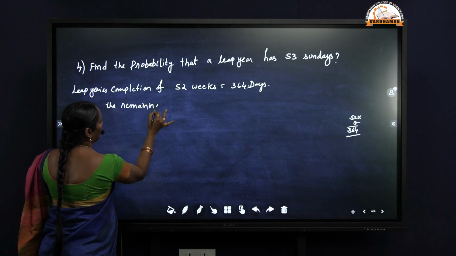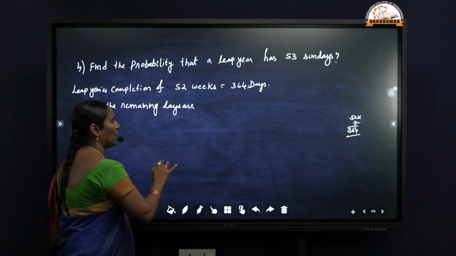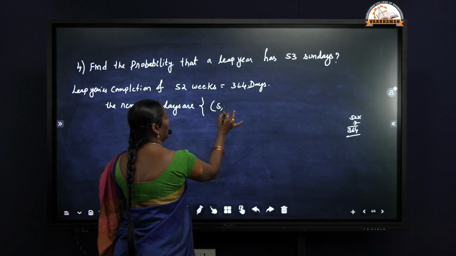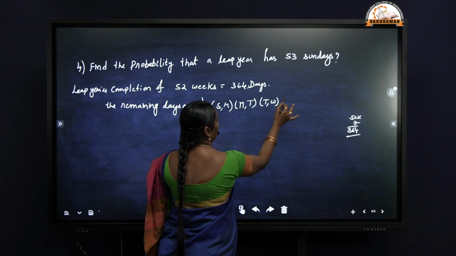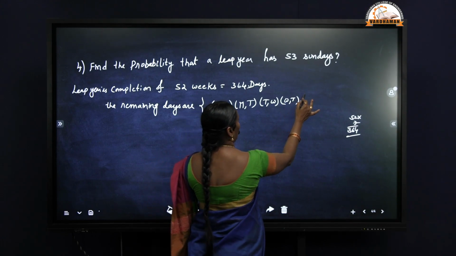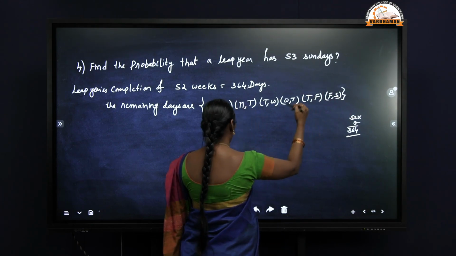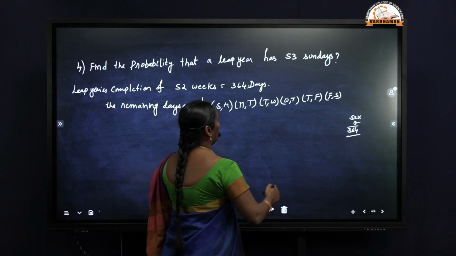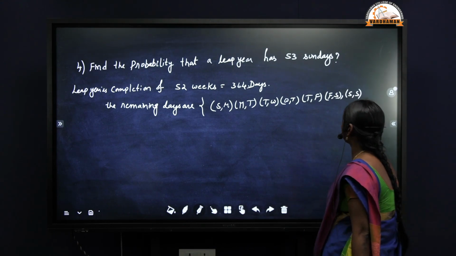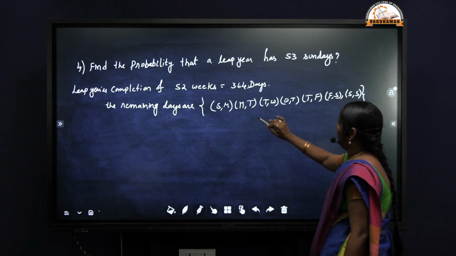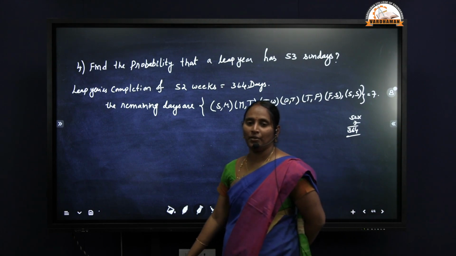What are the combinations we are having for the remaining days? Either Sunday, Monday, or Monday, Tuesday, Tuesday, Wednesday, Wednesday, Thursday, Thursday, Friday, Friday, Saturday, and one more condition, Saturday, Sunday. Now let us see how many cases we are having: 7. So these are the total number of outcomes.